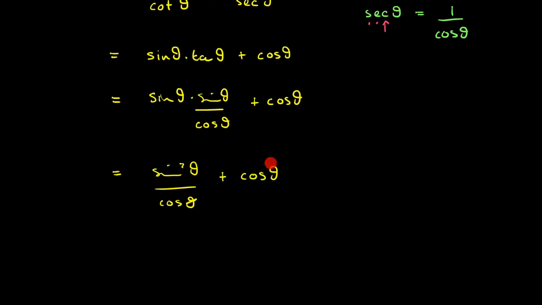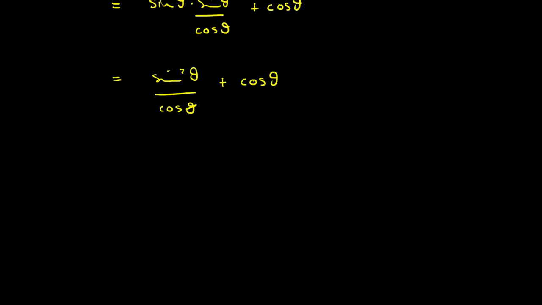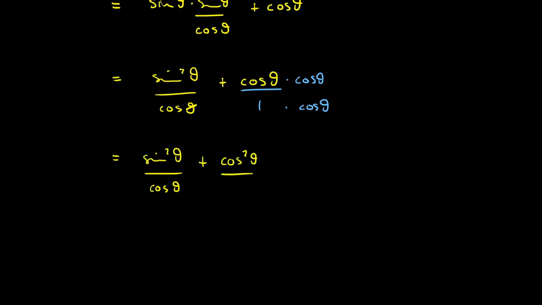I've now got to combine these two expressions together. And how am I going to do that? Well, I've got to give them the same denominator. So imagine for a second, this is cos theta divided by 1. So how am I going to give it the same denominator? Well, I've got to multiply top and bottom by cos theta. Okay, so if I do that, then what we're going to get is sine squared theta over cos theta plus cos squared theta over cos theta.